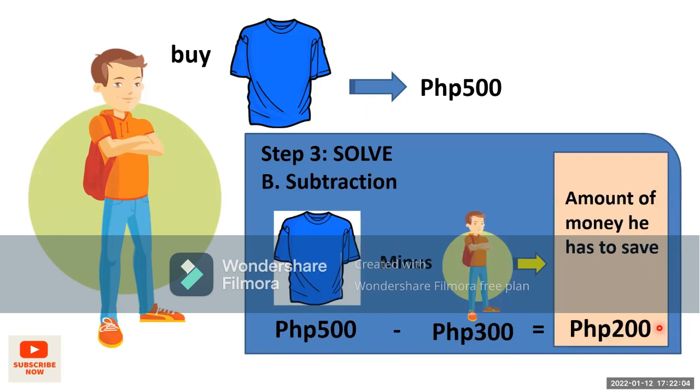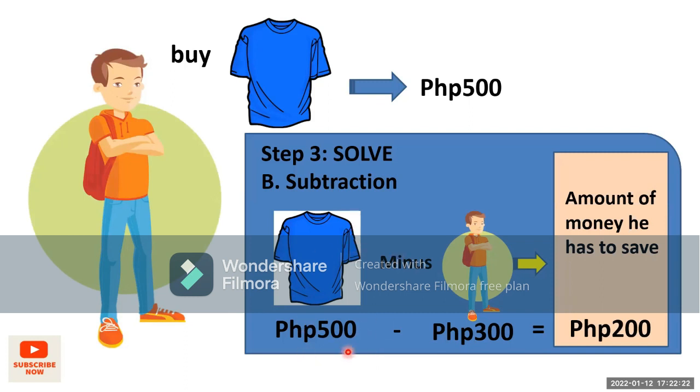Okay, so step 3, which is to solve using subtraction. Of course, Elmo now has 300 pesos, and then the price of the shirt is 500 pesos. So he wants to know how much money he has to save.